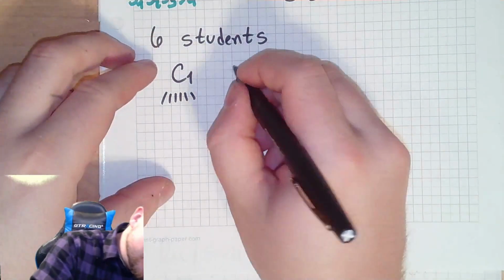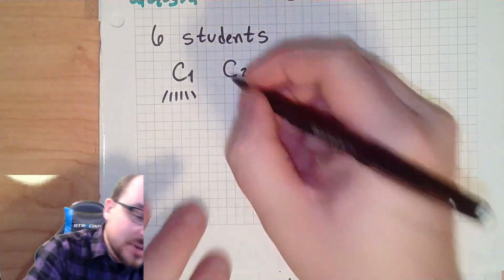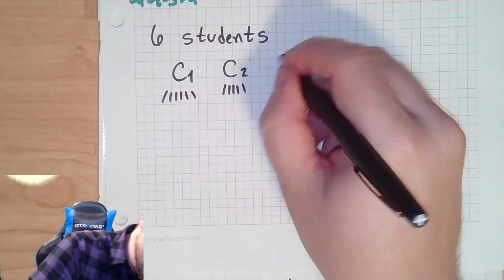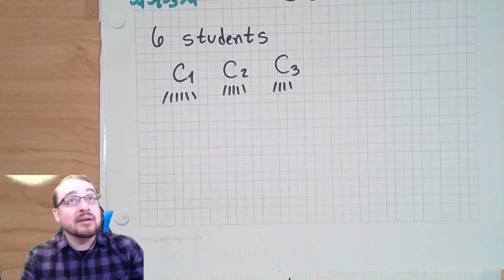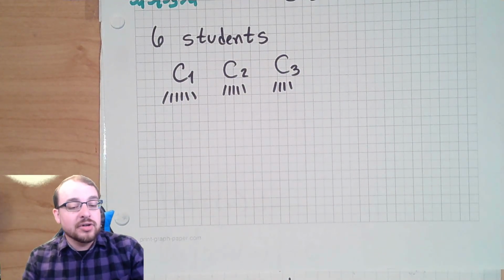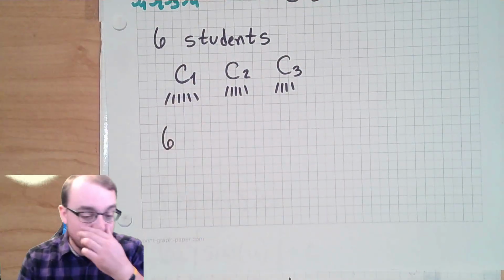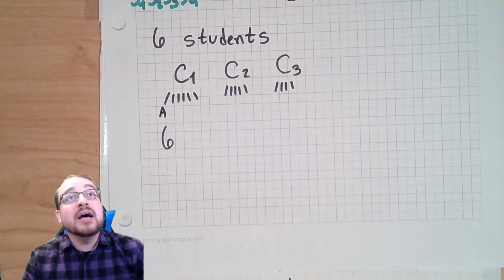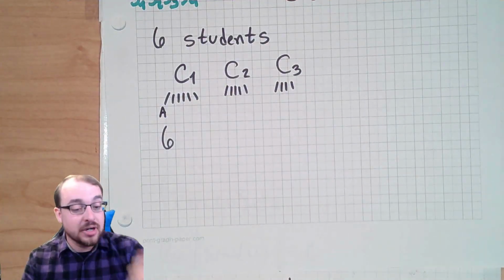Except once a student sits down, I no longer have 6 options, right? Once I picked one of these students, 5 people could sit in chair 2. And in chair 3, only 4 people could sit there because 2 of them have already sat down out of the 6. So as it goes along, I'll have fewer and fewer choices. So for the first chair, I'll have 6 options. And then once I choose one of those, let's say I choose person A to sit in chair 1, then I will have a certain number of options left over to sit in all the other chairs.